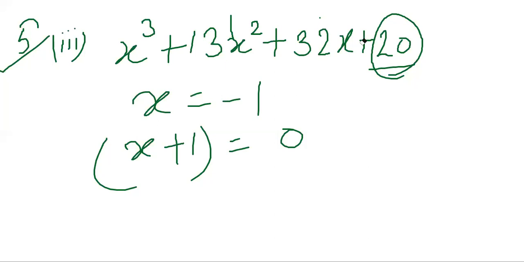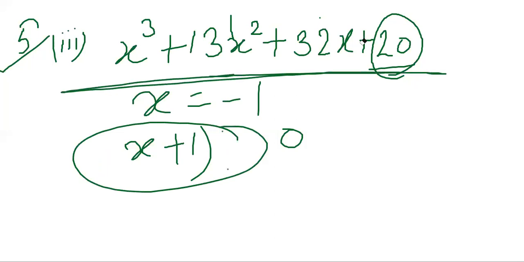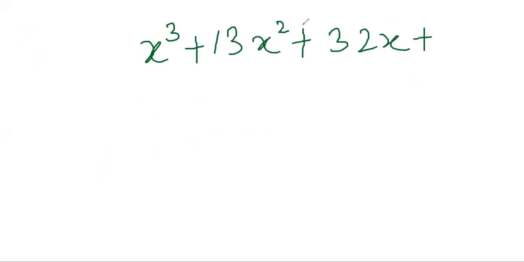So now we will divide this polynomial by x plus 1. अब इस polynomial को x plus 1 से divide करेंगे and we will find the quotient and remainder. So let's divide it now by x plus 1. It is x cube plus 13x square plus 32x plus 20, and you are to divide it by x plus 1 because x plus 1 is a factor of the polynomial.